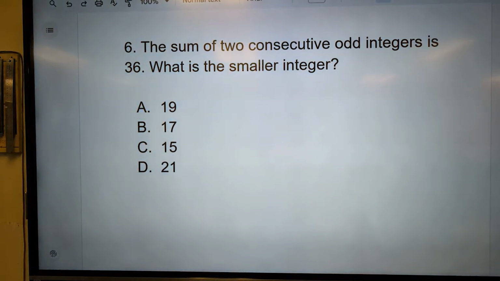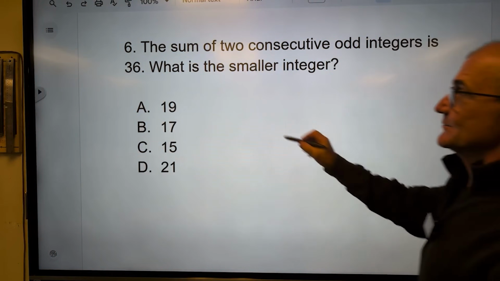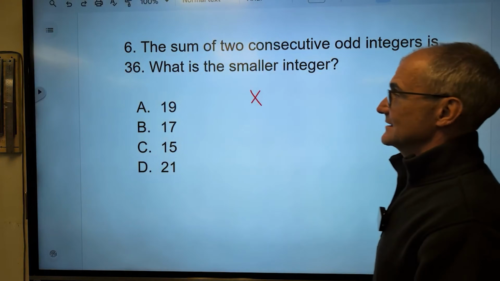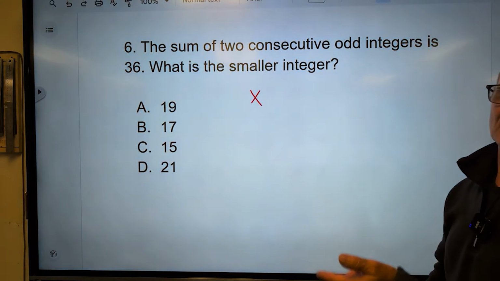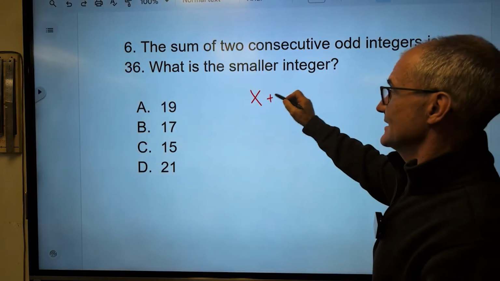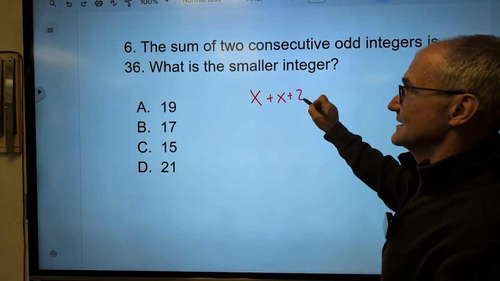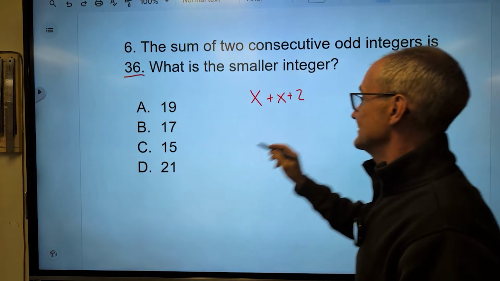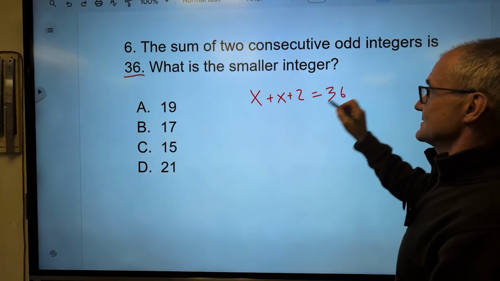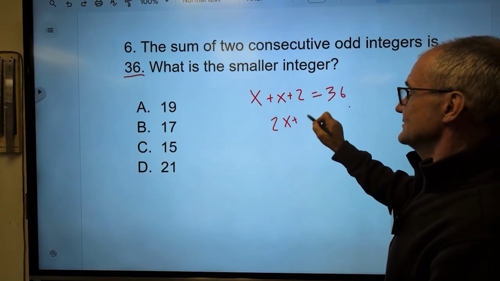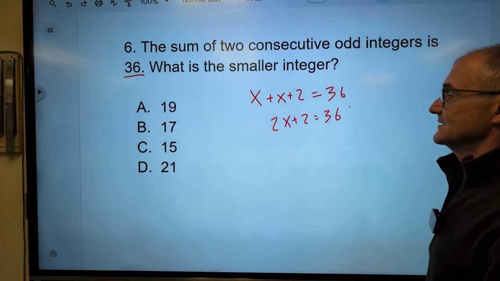Versus let's do it with algebra. I don't know what the number is, so I'm going to call it x. The other number is 2 more because it's odd. So the other number is x plus 2. They sum to 36. 2x plus 2 equals 36.